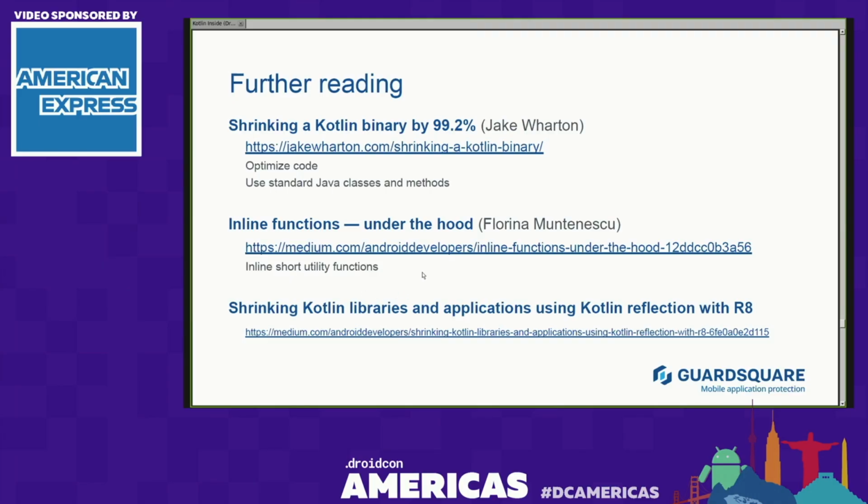There's another nice blog by Florina Muntenescu, where she investigates the effect of inlining functions, which can sometimes help the Kotlin compiler to reduce the code, remove some lambda functions that it would need otherwise. It's a bit technical, but a very interesting blog. And finally, there's the blog from Google's R8 team, where they describe how they've enabled Kotlin support in the R8 compiler.